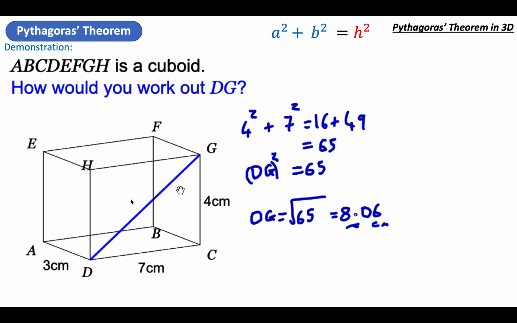Now, as I've probably said already, there's no such thing as Pythagoras in 3D. All there is, is Pythagoras in 2D. It's a 3D shape, but the Pythagoras itself only works in 2 dimensions, really. So that's what we're doing here. We're just working on a flat surface. It just happens that flat surface is on the side of a cuboid.